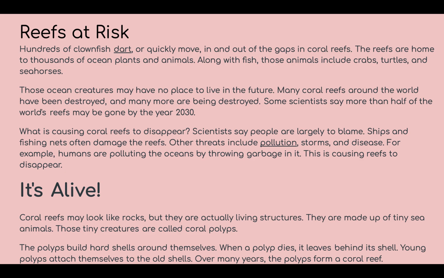It's alive. Coral reefs may look like rocks, but they are actually living structures. They are made up of tiny sea animals. Those tiny creatures are called coral polyps. The polyps build hard shells around themselves. When a polyp dies, it leaves behind its shell. Young polyps attach themselves to old shells. Over many years, the polyps form a coral reef.